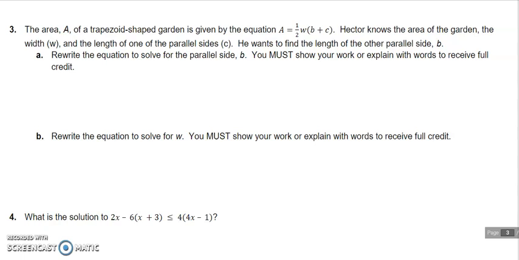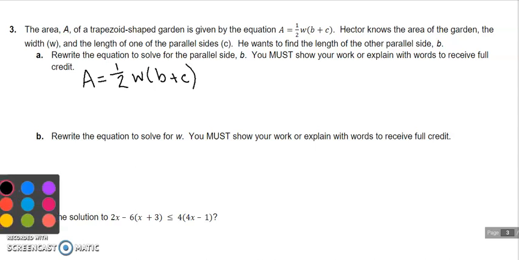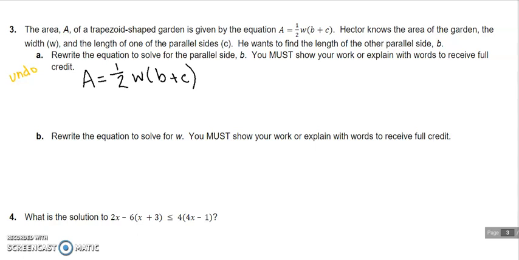Okay, so to solve for B, we're going to start out with what's given to us, of course, which is A equals 1/2 W (B plus C). So if I were to make an undo list, what is happening to my variable B? Well, my variable B is being added to C, and I know that happens first because it's inside the parentheses, so think about your order of operations. And then it's being multiplied by 1/2 W.